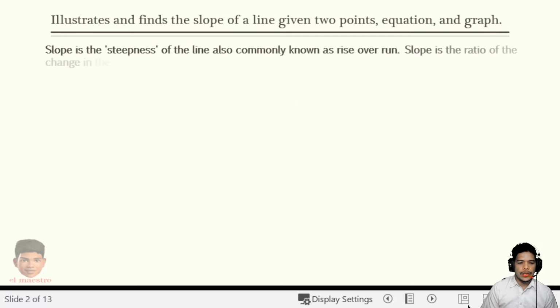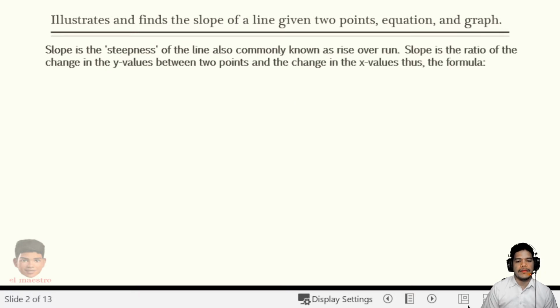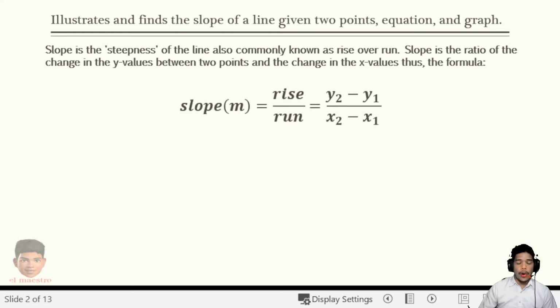So slope is the steepness of the line, also commonly known as rise over run. This is important, these are important keywords that we have to remember. That's the rise over run. Slope is the ratio of the change in the y values between 2 points and the change in the x values. Thus, the formula: slope is sometimes denoted by the letter M, meaning that is slope.